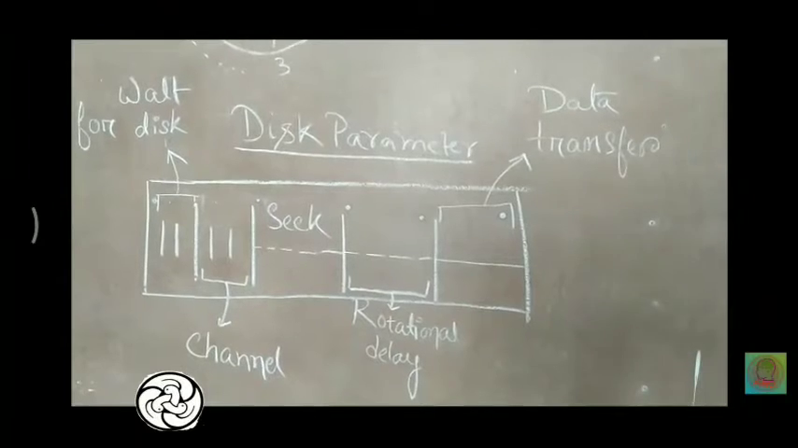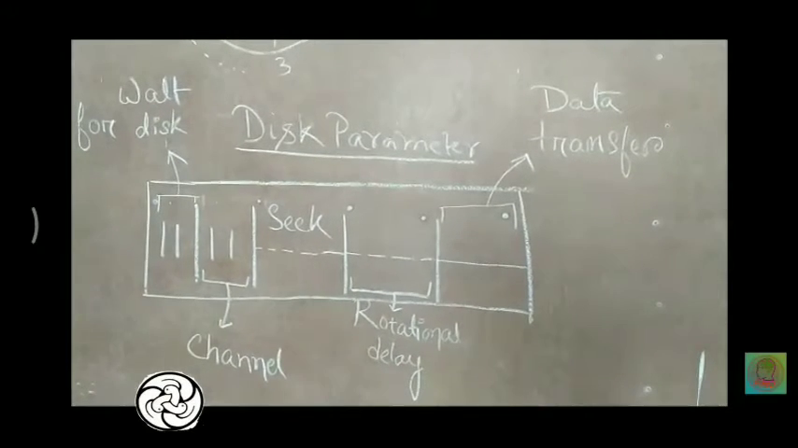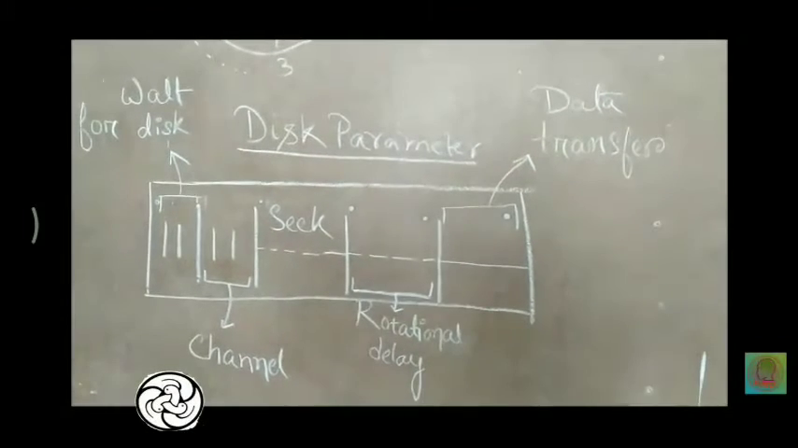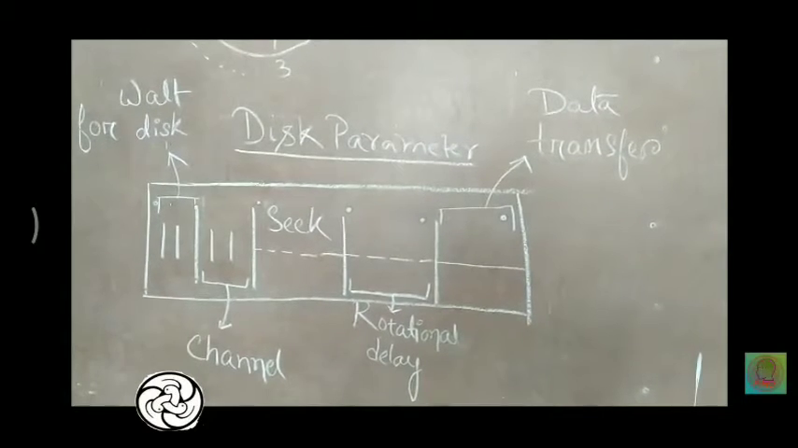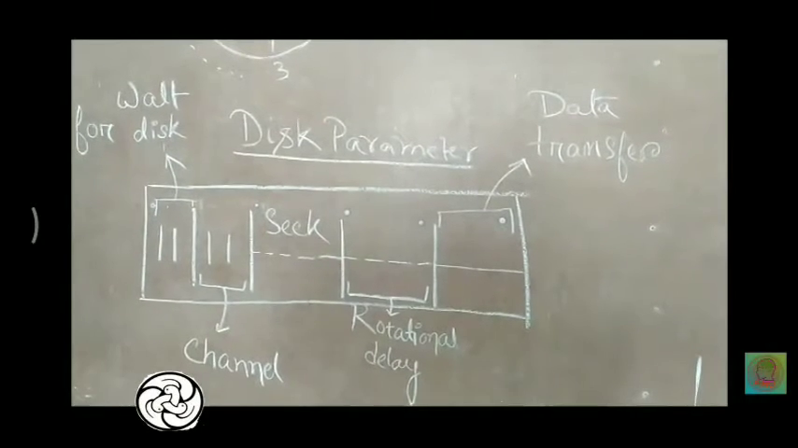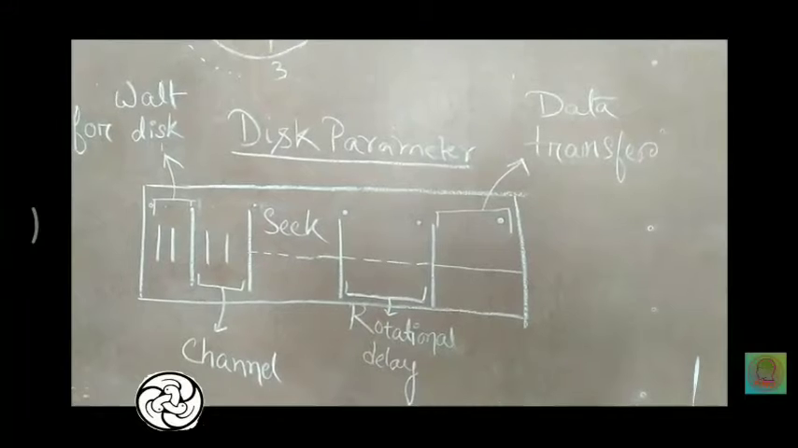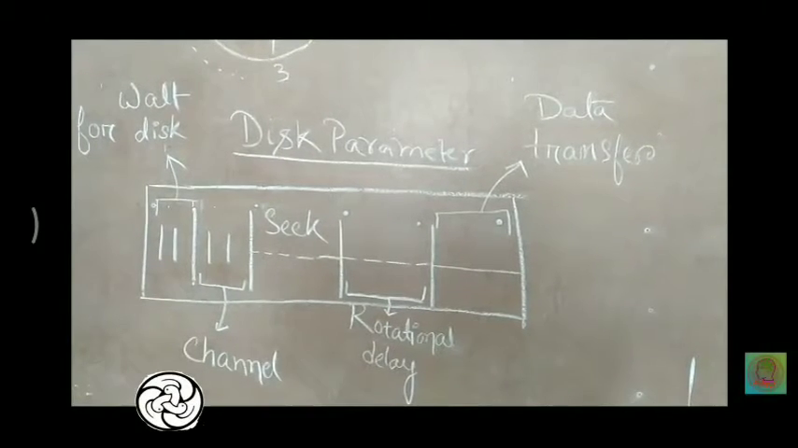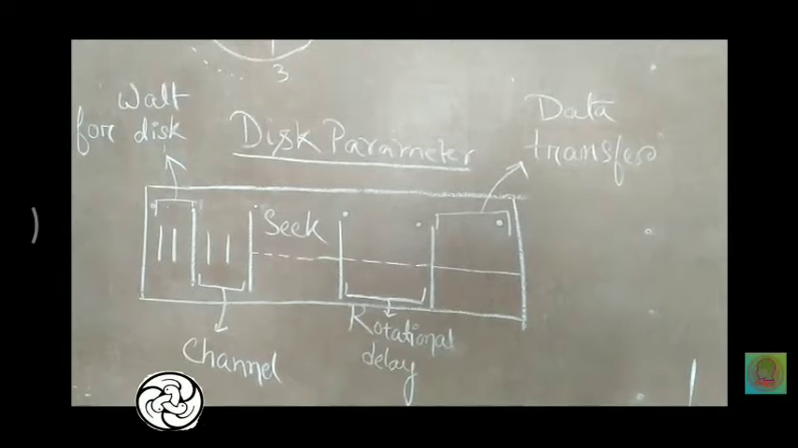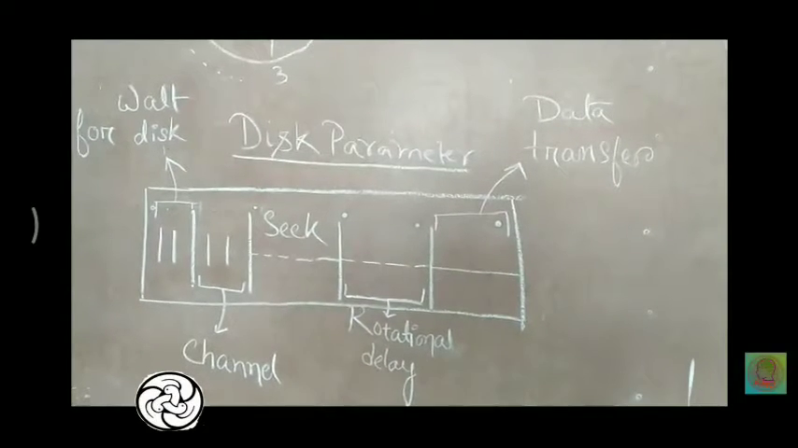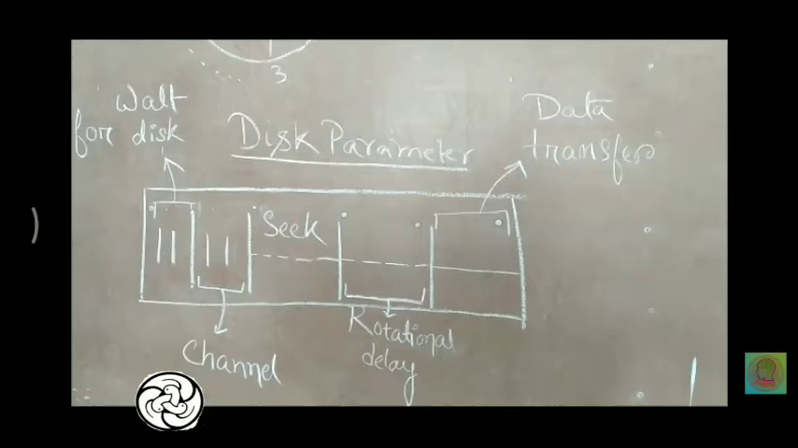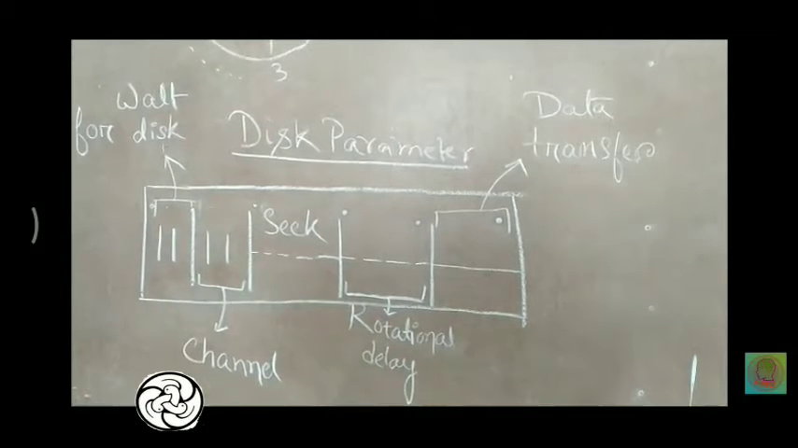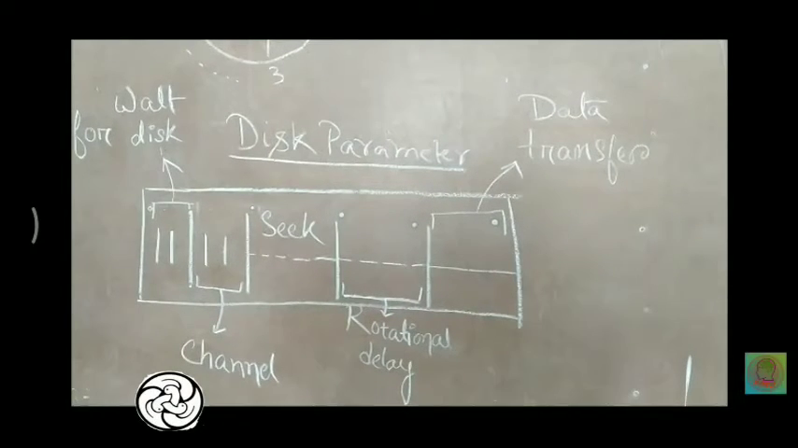So, if we sum up wait for channel plus seek time plus rotational delay plus data transfer, the total time is known as the busy time of the device. That means in this time the disk is totally busy by the I/O call to the OS.